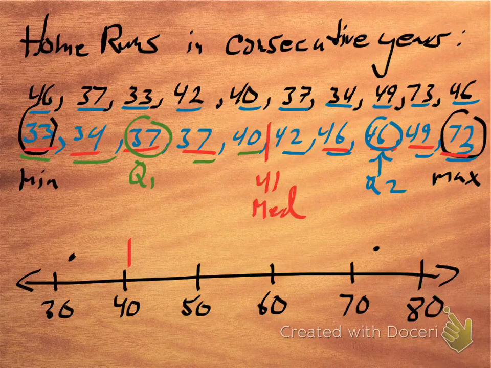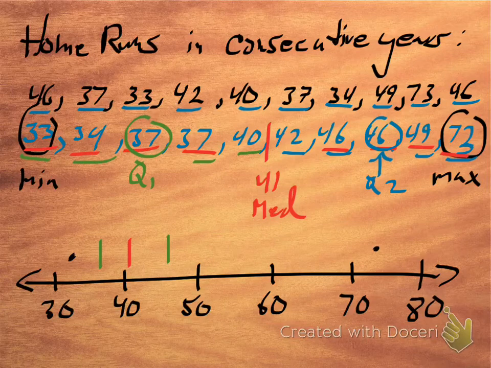Okay, the quartile 1 is 37, so that's going to be a little bit less than 40, so that'd be right about here. And the quartile 2 is 46, so that would be a little bit bigger than 45, so it'd be right about there. So, all right, so that's the minimum. The quartile 1, the median is the red one, the quartile 2 is the second green one, and then the maximum.